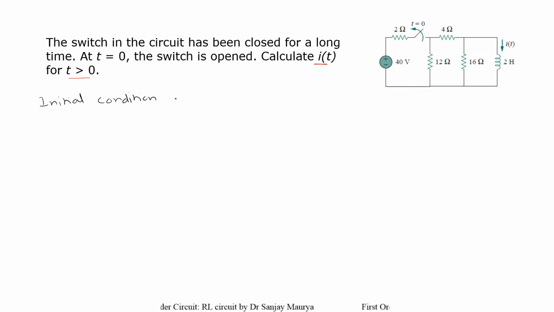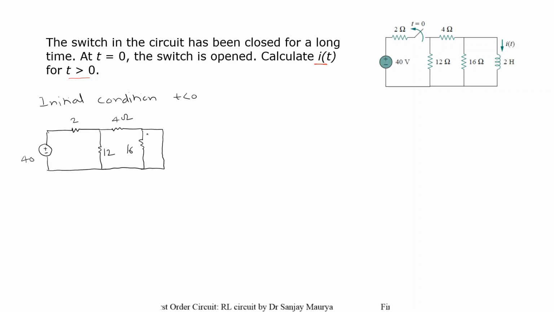This initial condition will be obtained by drawing the circuit when the switch was closed. So I am writing it at t less than 0. I am redrawing the circuit. After redrawing, since this switch has been closed for a very long time, this inductor will behave just like a short circuit. So here I have drawn this one as a short circuit.